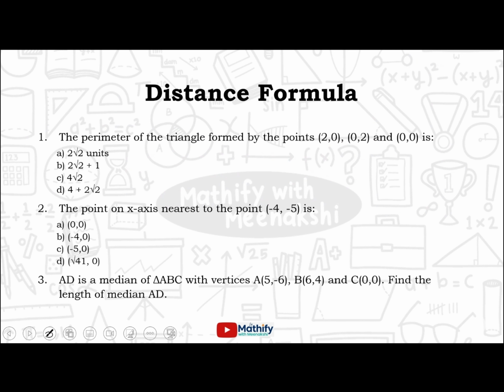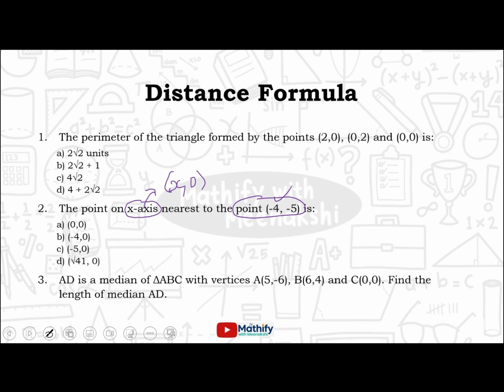In question number 2, it's given the point on x-axis. Just see this word carefully: the point on x-axis. And what's the general form if the point is on x-axis? That your y coordinate is 0. Nearest to this point, so we have to see whose distance is minimum from this point. But there is one more condition, that it should lie on x-axis. That means the y coordinate should be 0.